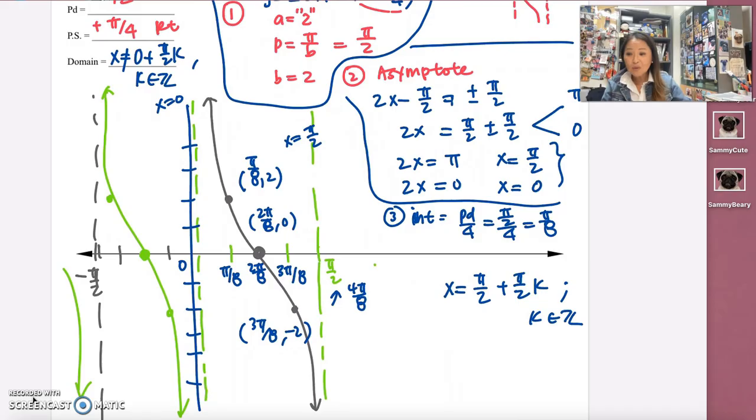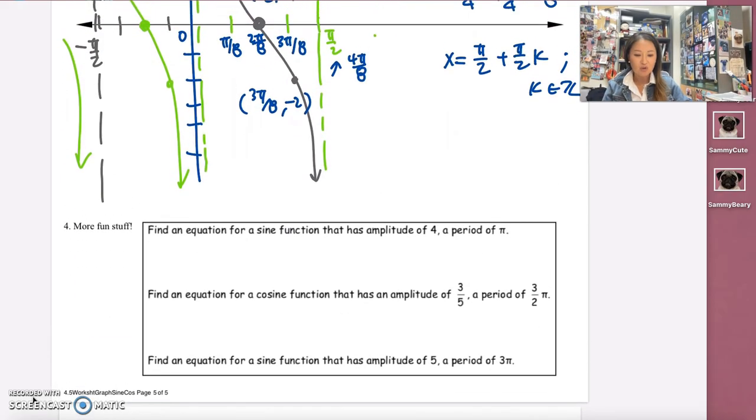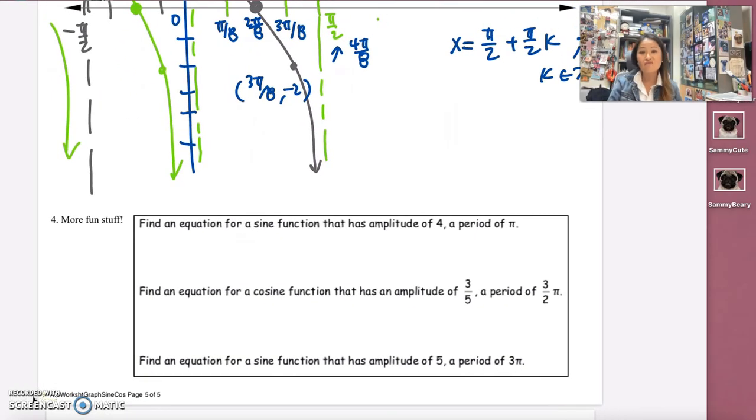All right, well, good luck with graphing. I think it's pretty easy, okay? Try this one with your neighbor right next to you. Find an equation for a sine function that has amplitude of 4 and a period of pi. Okay, it's kind of tricky.